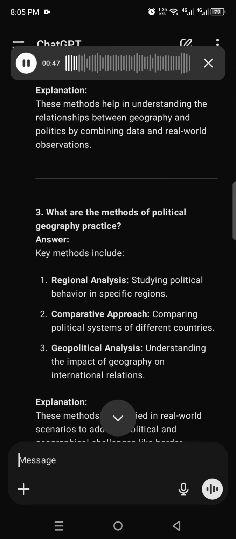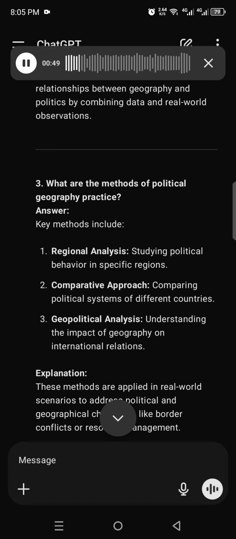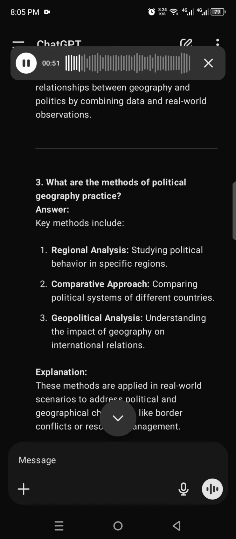Regional analysis, studying political behavior in specific regions. 2. Comparative approach, comparing political systems of different countries. 3. Geopolitical analysis, understanding the impact of geography on international relations. Explanation. These methods are applied in real-world scenarios to address political and geographical challenges like border conflicts or resource management.